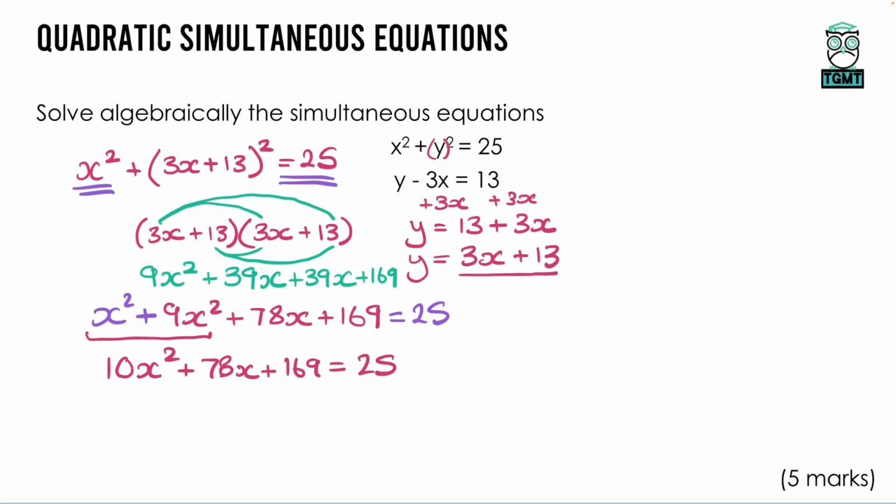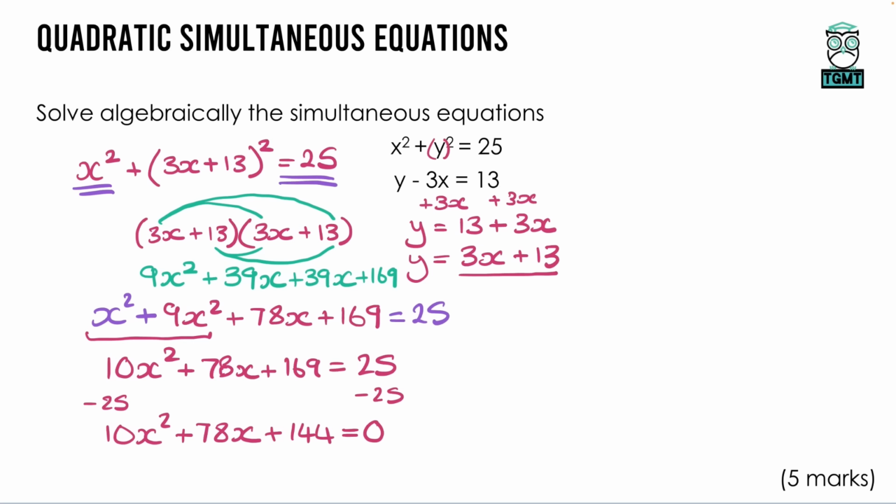Now we're almost at the point where we can solve it. We just need it to equal 0. So I need to take away 25 from both sides, and that leaves me with 10x squared plus 78x plus 144. That now is equal to 0.